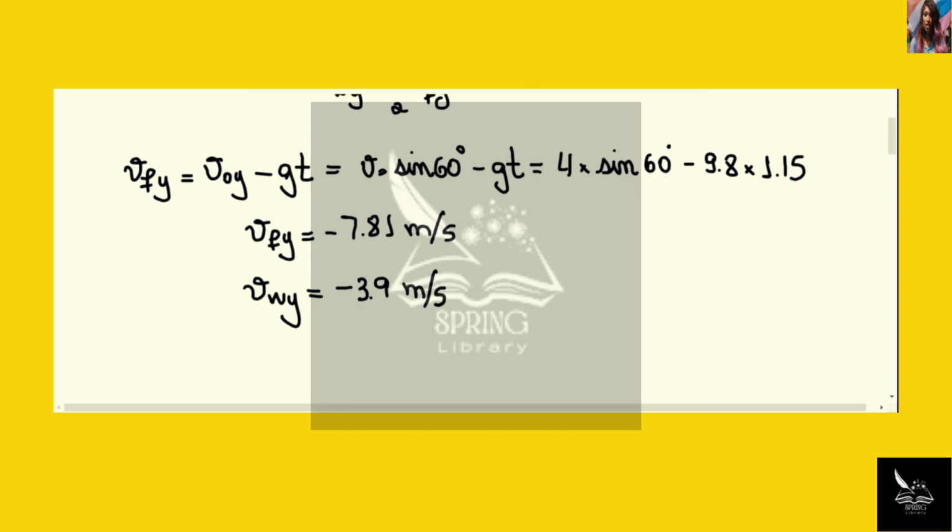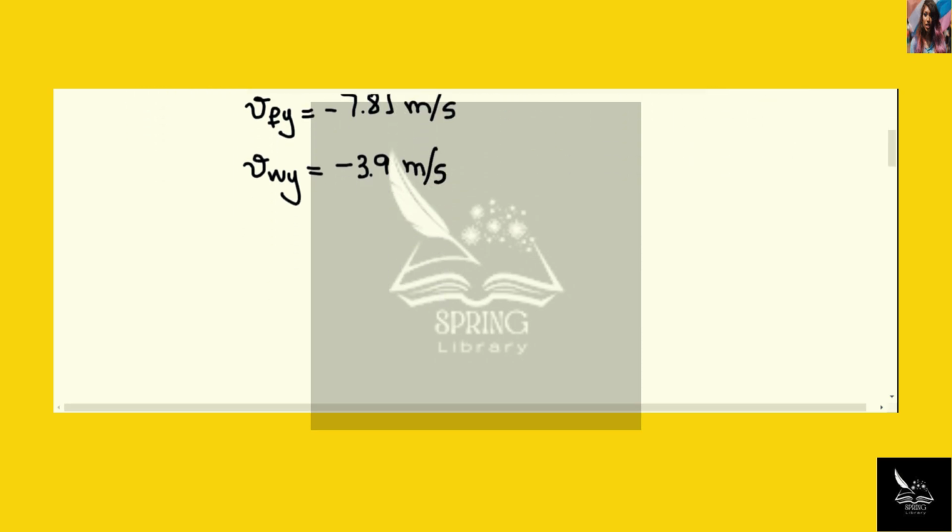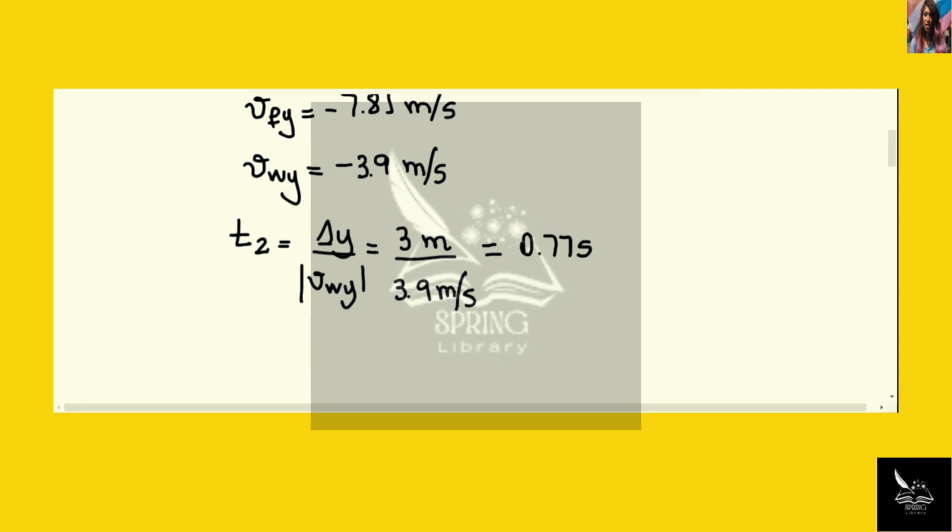And we know that the pool is 3 meters deep, so the time t2 it takes for the rock to reach the bottom is delta y divided by Vwy, which is the depth divided by Vwy. So this is 3 meters divided by 3.9 meters per second. I just put the magnitude here because we're not interested in negative times. So this is equal to 0.77 seconds.